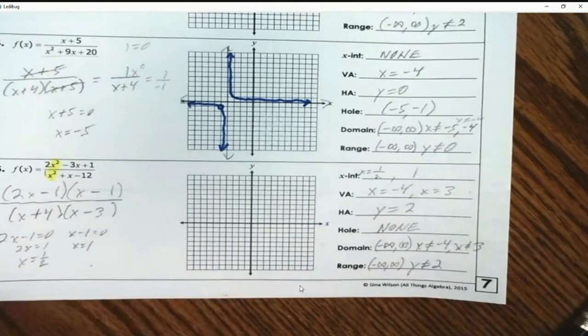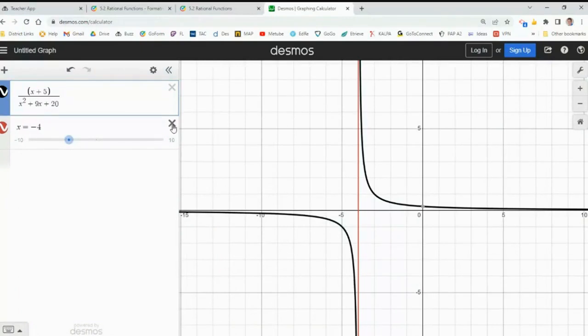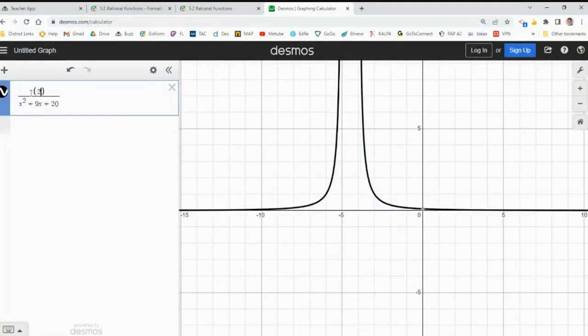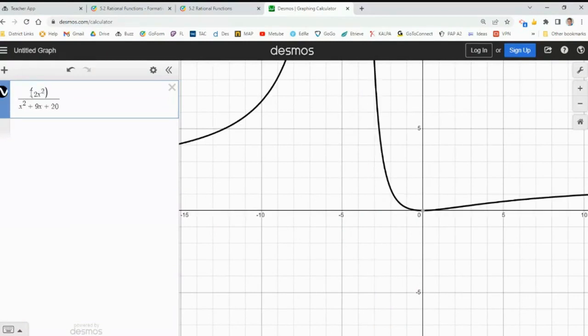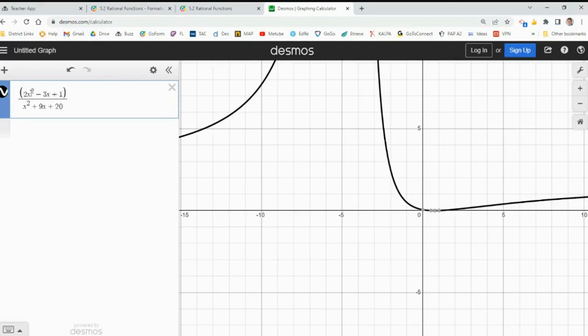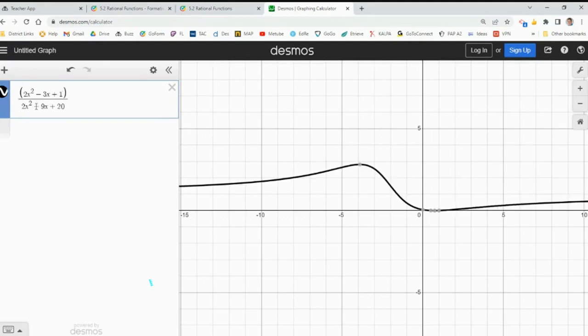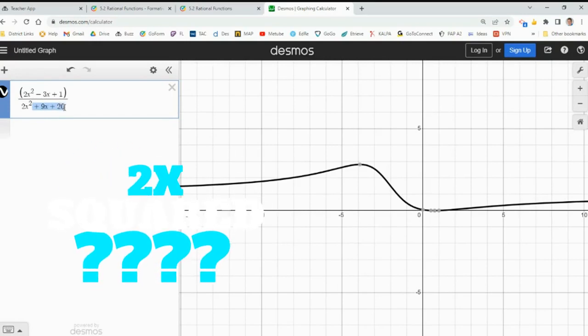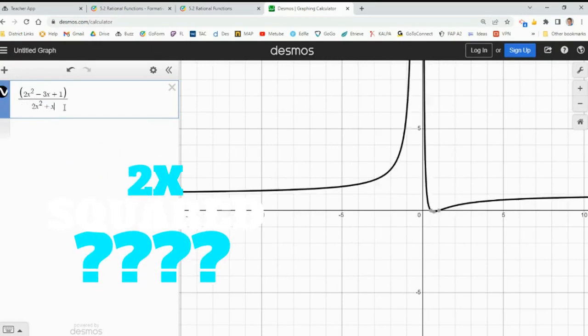All right. Well, let's graph this thing, see what it looks like, because it's pretty tricky. So the numerator was 2x squared minus 3x plus 1. Okay, and the denominator was 2x squared plus x minus 12.